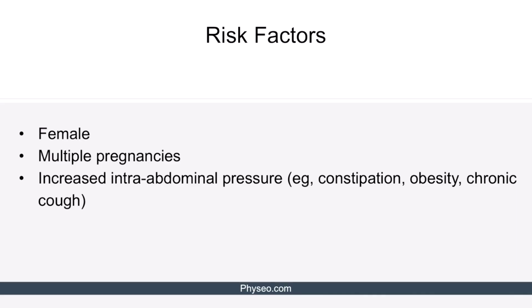Let's discuss risk factors. Femoral hernias are common in females between 40 and 70 years of age, especially with a past medical history of multiple pregnancies. Also, increased intra-abdominal pressure such as constipation, obesity, or chronic cough can precipitate a femoral hernia.